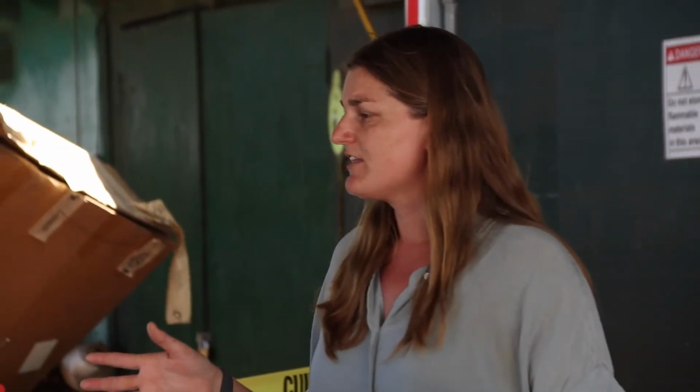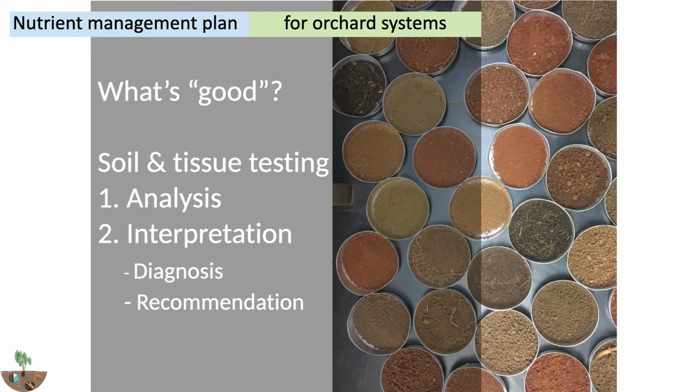Basically, how do we determine whether the soil test or leaf tissue test number is good? That boils down to two basic steps. We have analysis, which will be done in the laboratory, and then interpretation. That interpretation is based on some diagnosis that we make: what should it be, what is it? And then recommendation. Well, what are we going to do about it? If it's not what it should be, how are we going to correct that? So those are the basic steps.